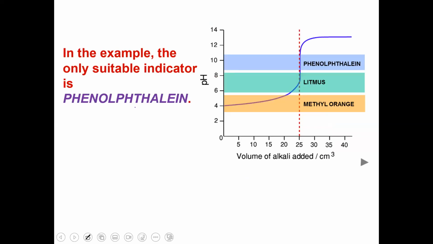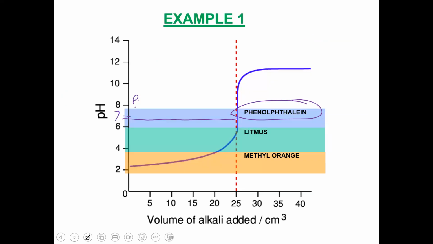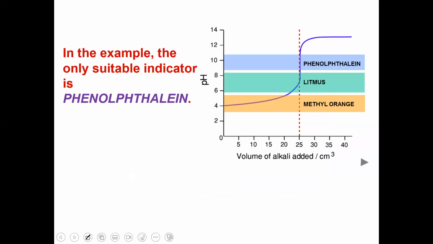Now for example, I have this case. Now you can see in the vertical range which indicator is working. In the vertical range, only phenolphthalein is working. So I will select phenolphthalein.